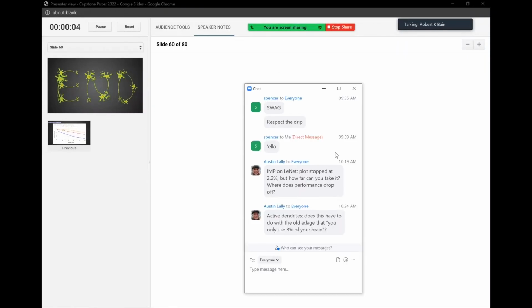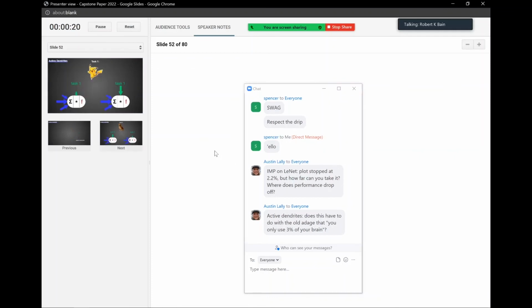Okay, Austin. Let's see. IMP on Lynette. The plot stopped at 2.2%, but how far can you take it? Where does performance drop off? Yeah, I noted this in the paper. I think there was some rounding error or something, because let's see if we can go back and look at that. I've only got 60 slides, so there it is.